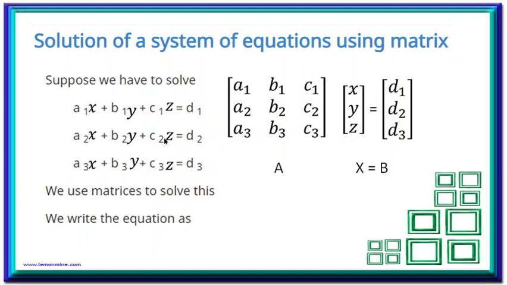Now for solving this system, whenever we say we have to solve, it means basically we have to find the value of the variables. Here we have three variables X, Y and Z. So we have to find the values of X, Y, Z. Or in other words, we have to find matrix X.